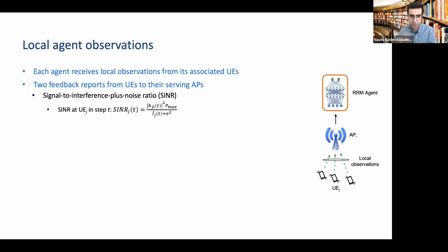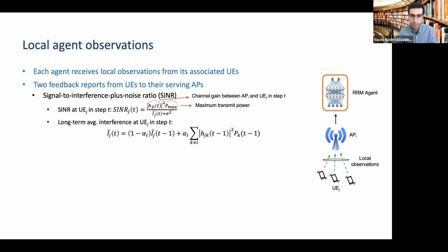And so going back to Jeff's question on how we measure the SINR, we define the SINR of each user at each time step like this. It's a standard definition, with the channel gain in the numerator at step T between API and user J, and Pmax is the maximum transmit power. Then in the denominator, we have the long-term average interference of UEJ at time step T. It's an exponential moving average of the interference that the UE has received so far during, let's say, an episode.